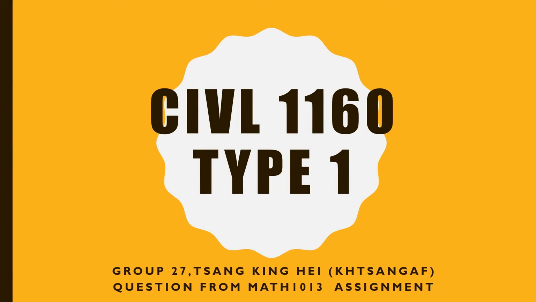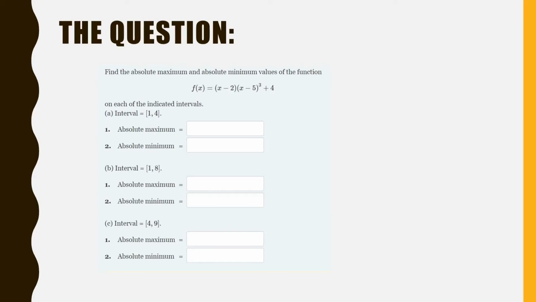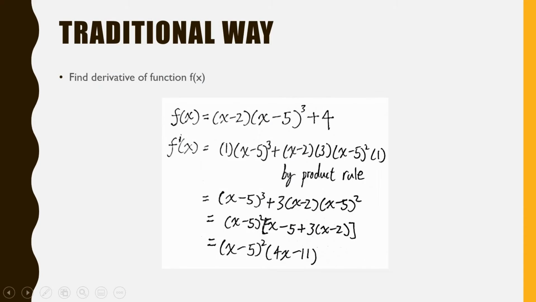Hello, I'm Zhen King from Good 27. Today I'm going to talk about problem type 1, and the problem is about the absolute maximum and absolute minimum value of the function. With the traditional way, I need to find the f prime of x first, and the steps I showed in PowerPoint: the f of x is this, and the f prime of x I find by the product rule.